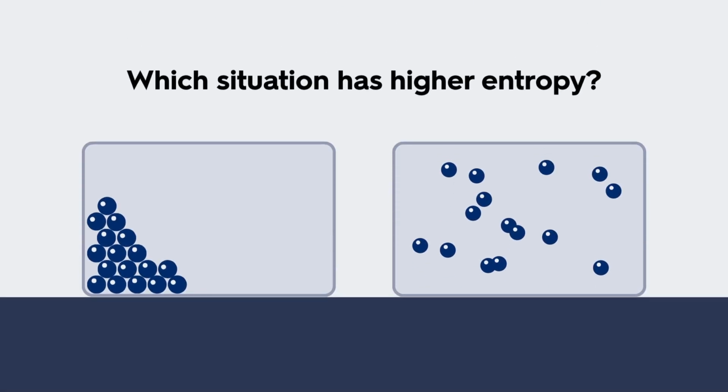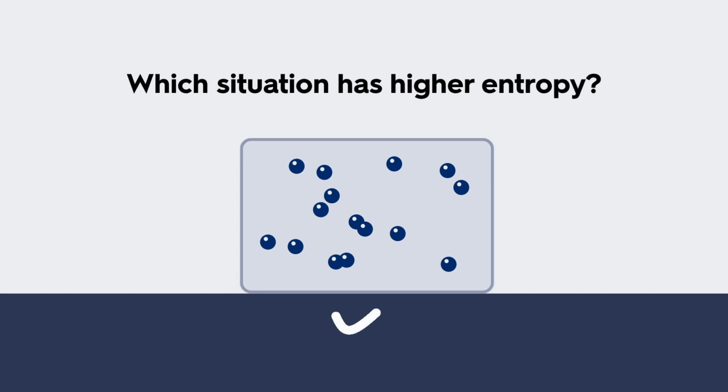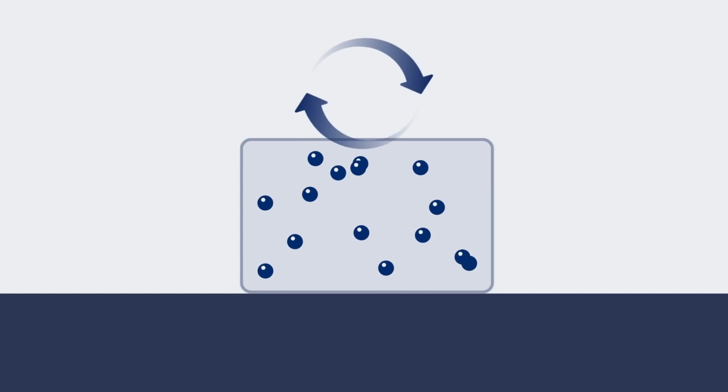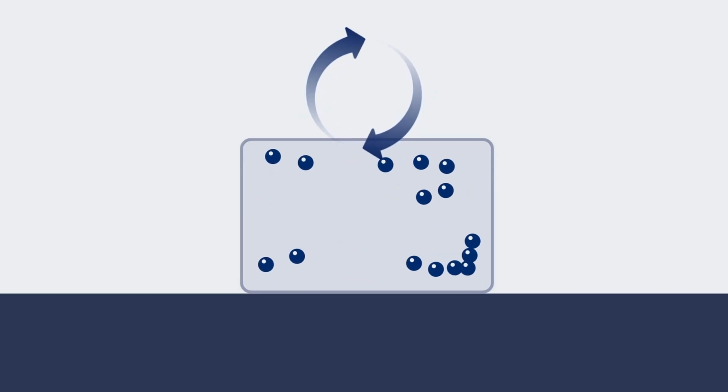Now let's answer the pop quiz. The gas spread through the whole room has higher entropy. Why? Because there are vastly more ways for particles to be spread out than for them to stay packed into one small region.